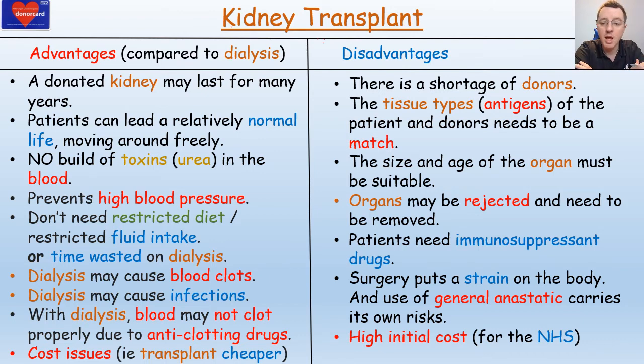However, there are many disadvantages to having a kidney transplant. There is, for example, a shortage of donors. The tissue types or the antigens of a patient and the donor need to be a match. The size and the age of the organ must be suitable. The organ may be rejected and need to be removed. The patient will also need to take immunosuppressant drugs for the rest of their life, another big disadvantage. Surgery puts a strain on the patient, and use of general anaesthetic during surgery carries its own risks as well. And there is a very high initial cost, particularly for the NHS or the private patient.